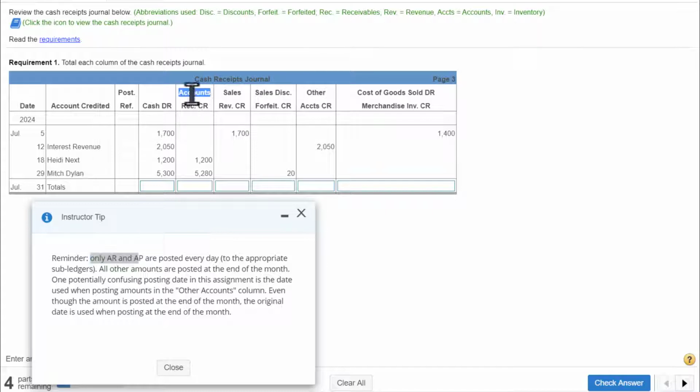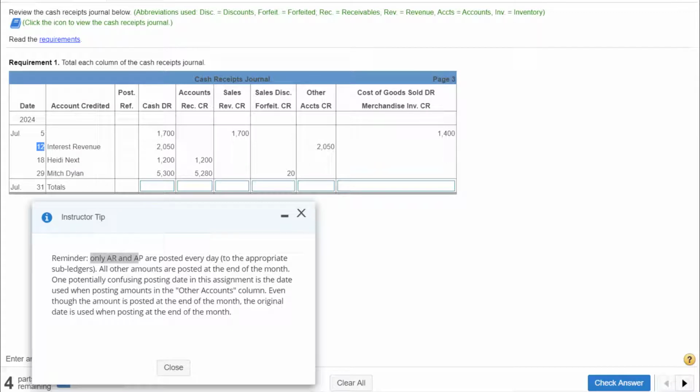In this case, here's AR, so we post this at the end of July 18th. We post this at the end of July 29th. Everything else, all these totals, are posted at the end of the month. So when we get to the other accounts column, this 2050 is going to be posted to interest revenue at the end of the month. However, we're going to keep the original July 12th.